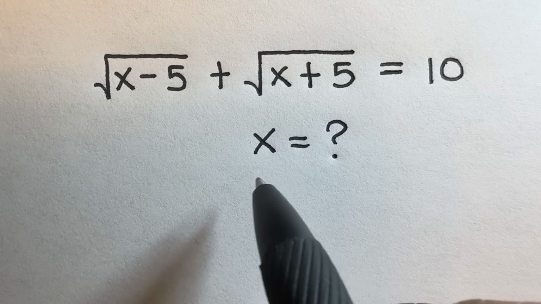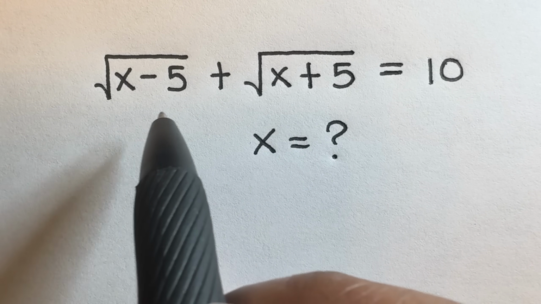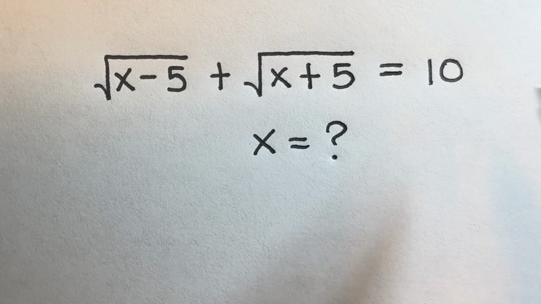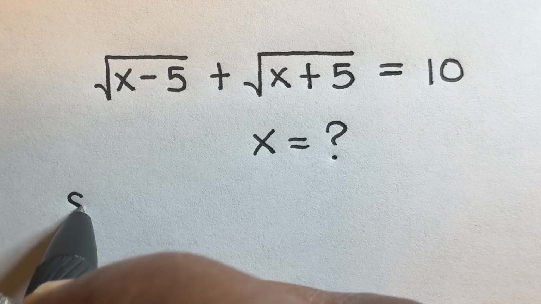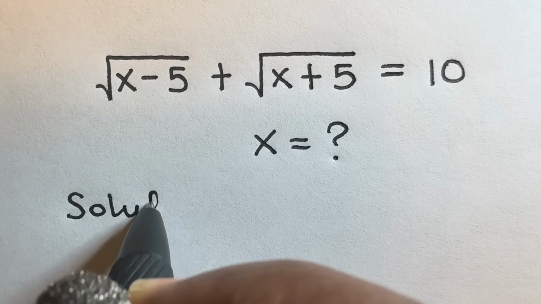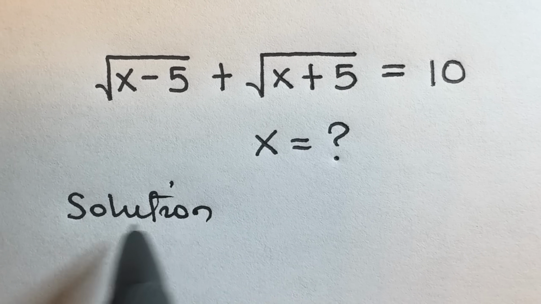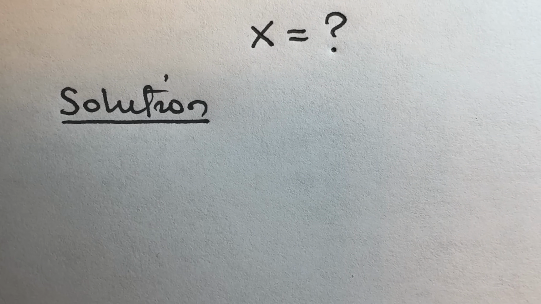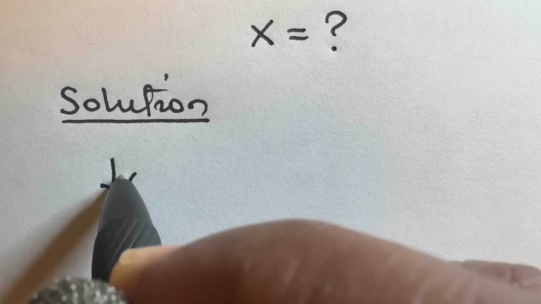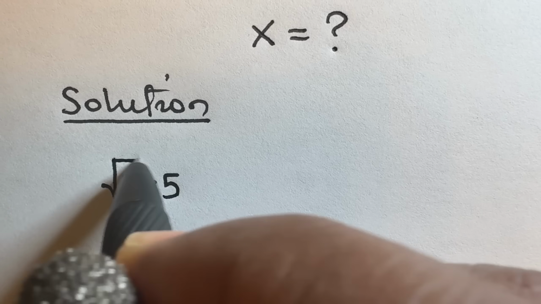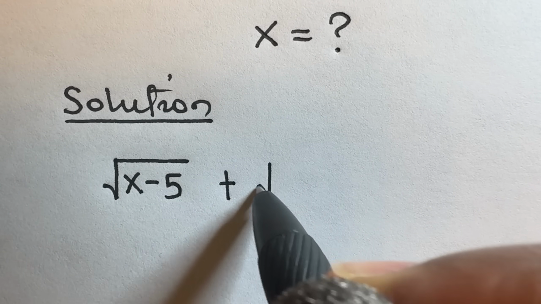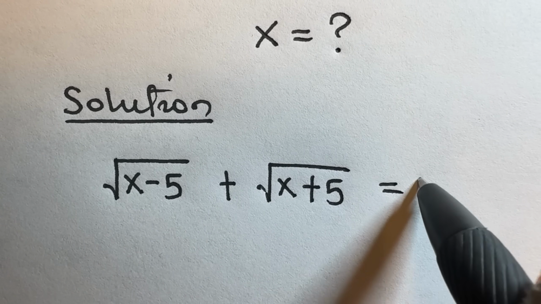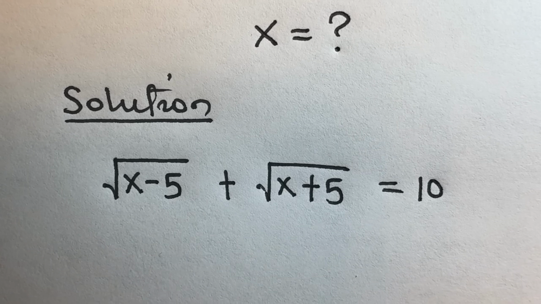In this video, we want to solve for x given square root of x minus 5 plus square root of x plus 5 is equal to 10. Well, given the square root of x minus 5 plus the square root of x plus 5 equal to 10, we can solve this in two ways.